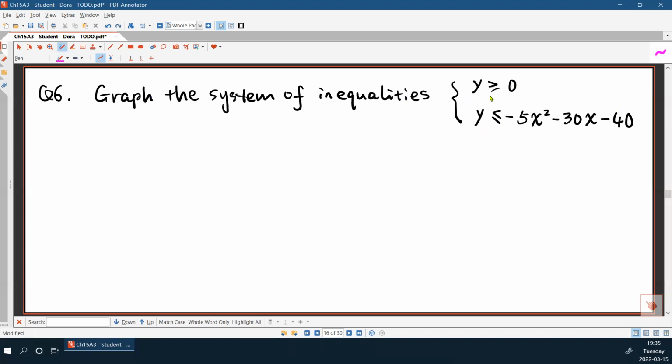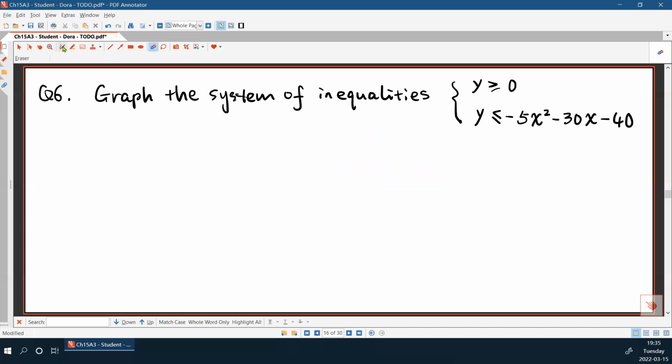So for the first one, y is greater than or equal to 0. If we have a 2D plane like this, y greater than or equal to 0 is denoted by this area, right? And this is very easy to find. Our job should focus on the second one. As long as we can find the second one, then we can find the overlap area, right? Okay.